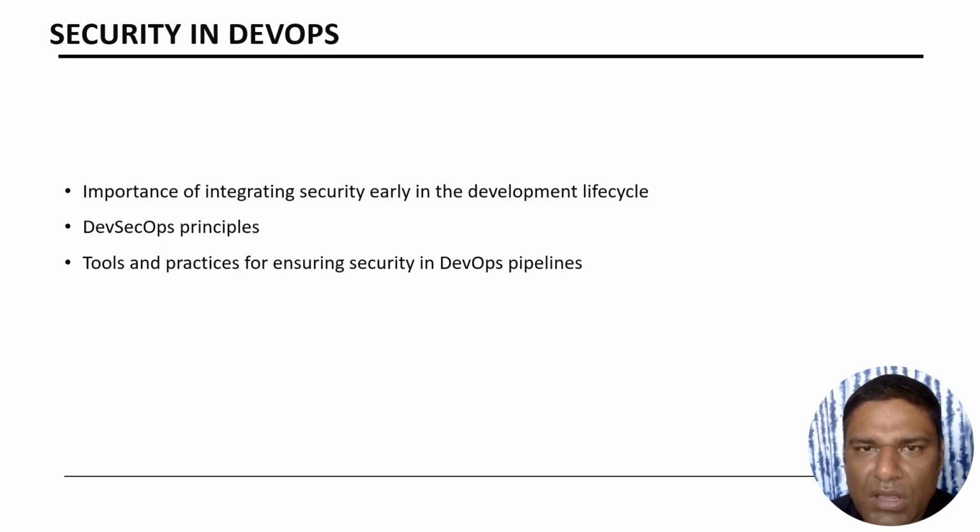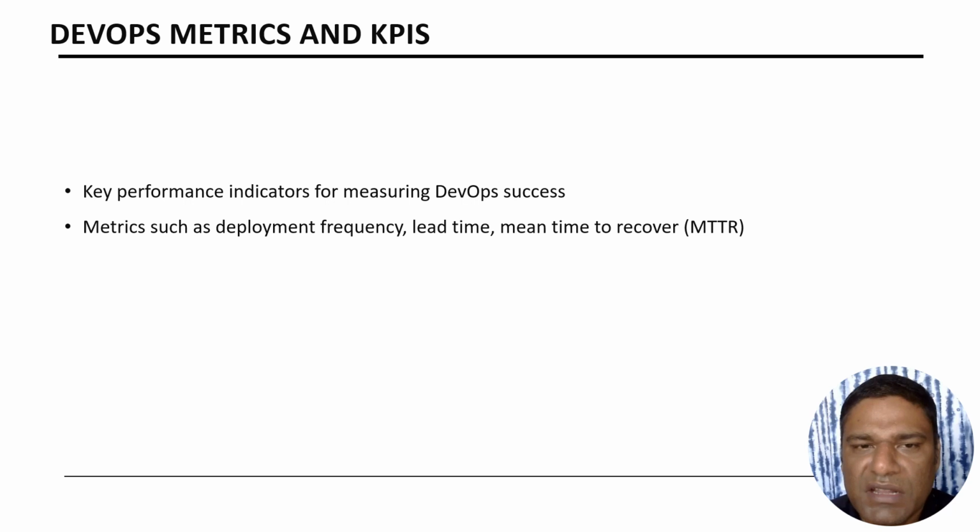Okay. Next, the DevOps metrics and KPIs. We have started using DevOps, we have adopted DevOps practices. But how would we know that by using DevOps, we are doing better day by day? So that is where we have to measure ourselves for the practices and processes we are using.